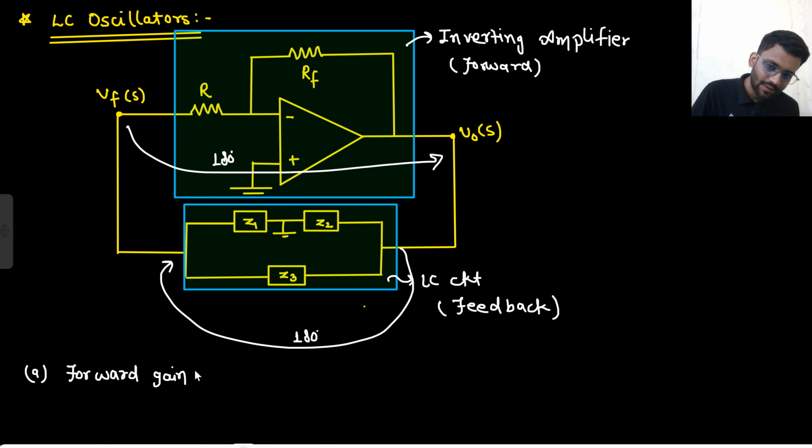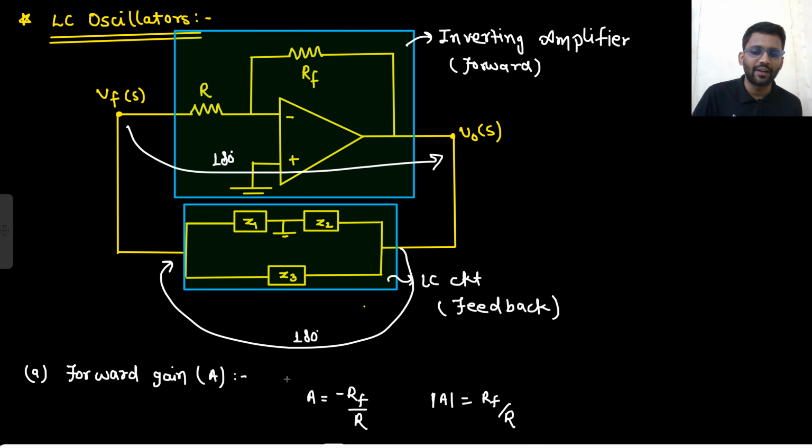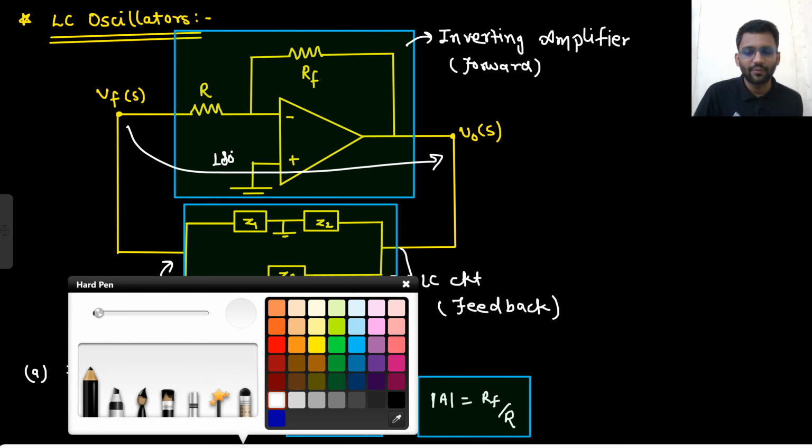Forward gain A. What is the forward gain? That is minus RF by R. From here to here, the gain is minus RF by R, right? Or you can write mode of A is RF by R. Now you need to find the frequency of oscillations, and you need to find what? You need to find the feedback factor.